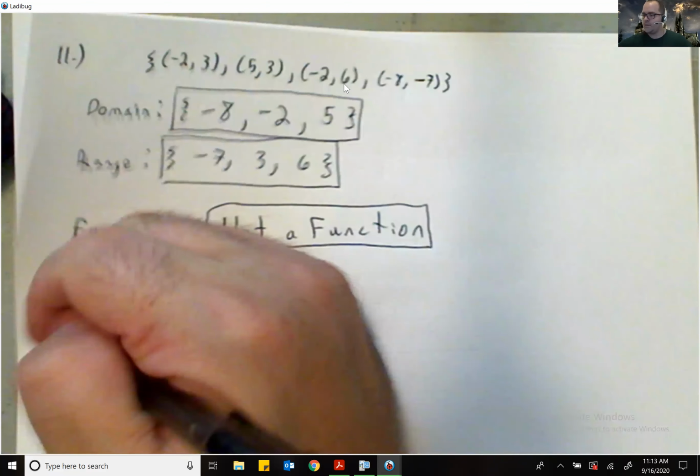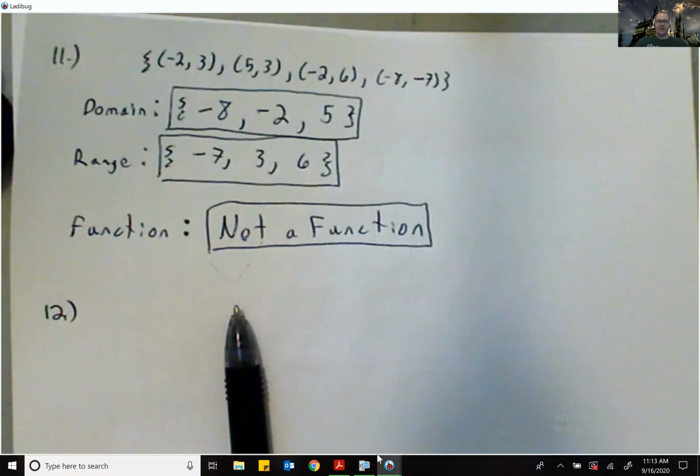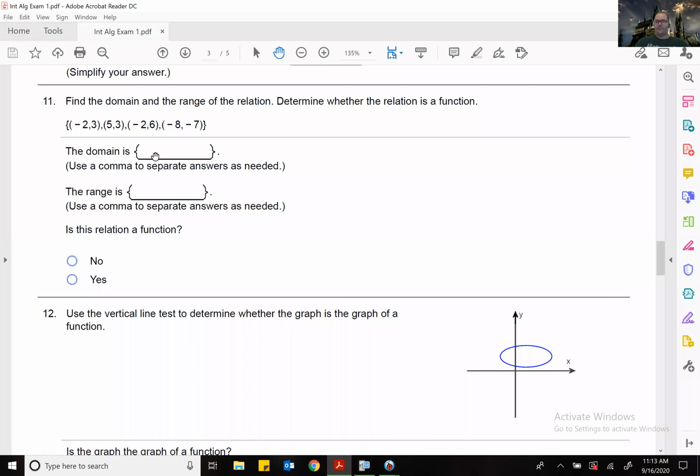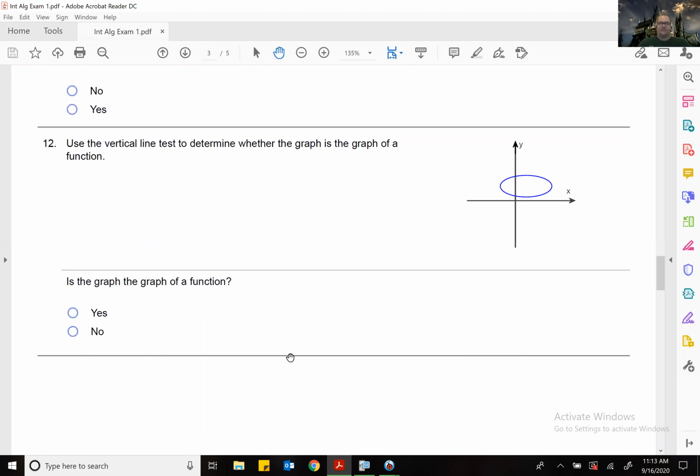All right. Question number 12. Moving on. So in the blank up here for domain, you'll put -8, comma, -2, comma 5. In the range, you'll put -7, comma 3, comma 6. And down here, you'll select no. All right. Number 12 says, use the vertical line test to determine whether the graph is a function.